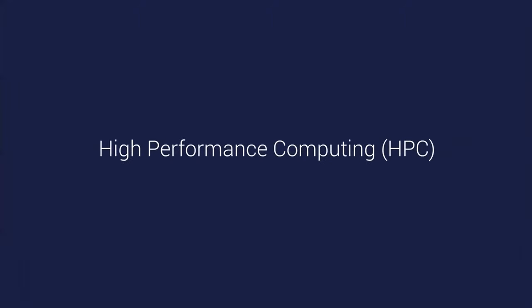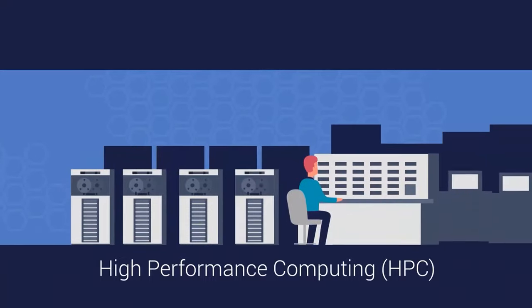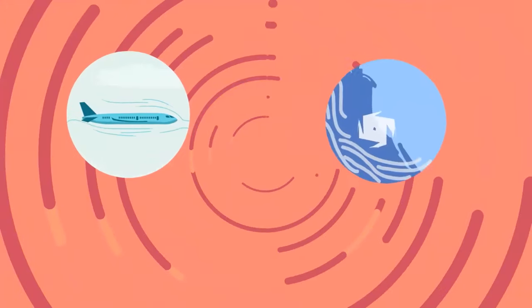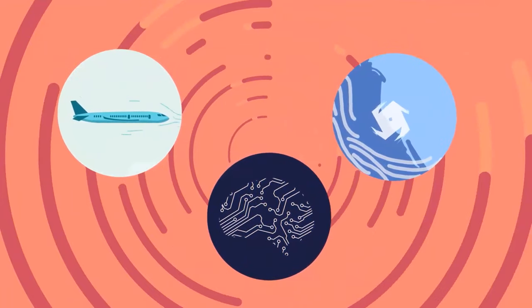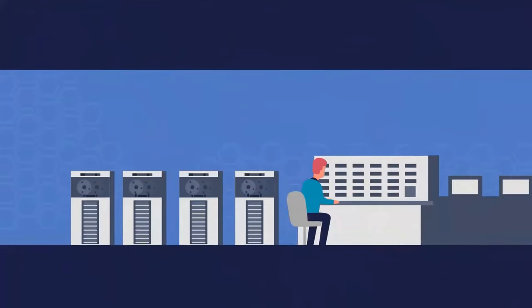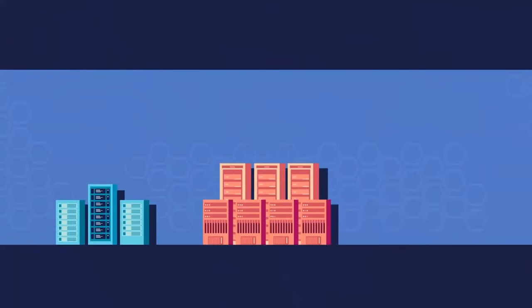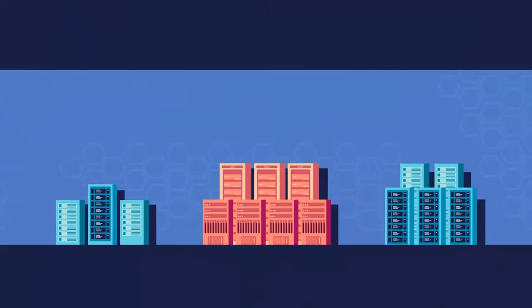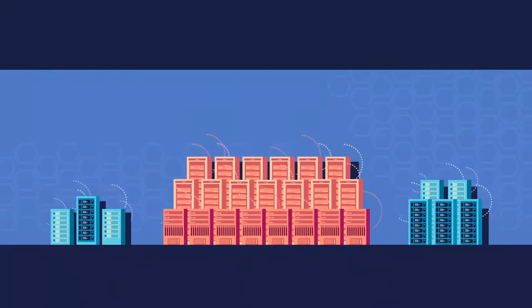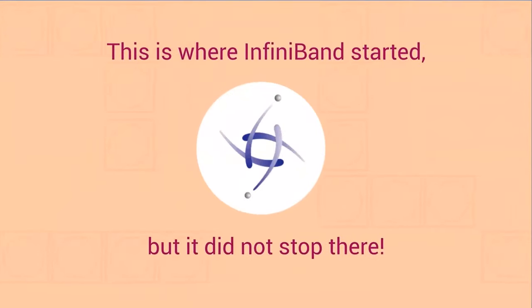It used to be that when you heard of high-performance computing, you would imagine a monolithic mainframe computer filling a room and clacking away at numerical calculations. But that's not the case anymore. From simulations and modeling to machine learning, high-performance computing is now needed in almost every industry, and it's not done with giant computers anymore. High-performance computing today is achieved through the use of clusters of small servers. These clusters can be small, medium, or very large. But in all cases, the servers need to communicate with each other very quickly to operate in unison and achieve high performance. This is where InfiniBand started, but it did not stop there.